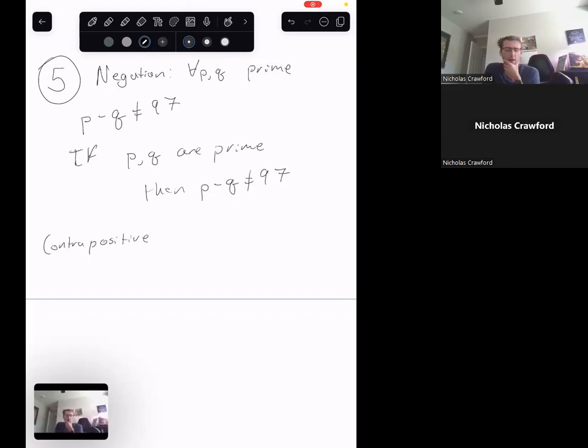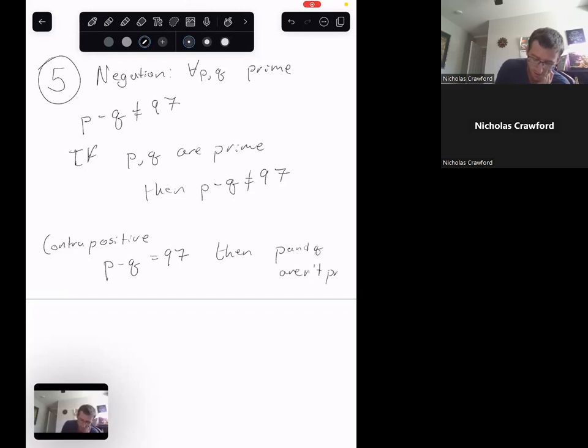Because this is hard for us. So this says if P minus Q equals 97, then P and Q aren't prime. Maybe this is easier for us. And it could be. So let's try it.